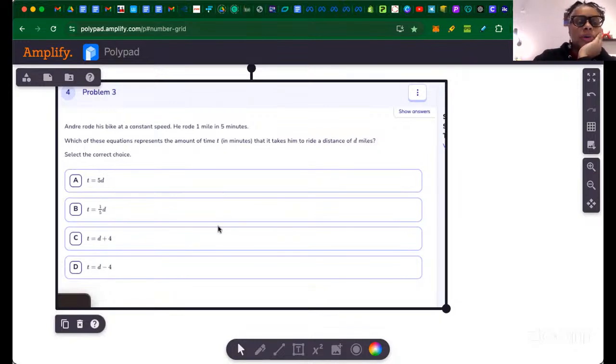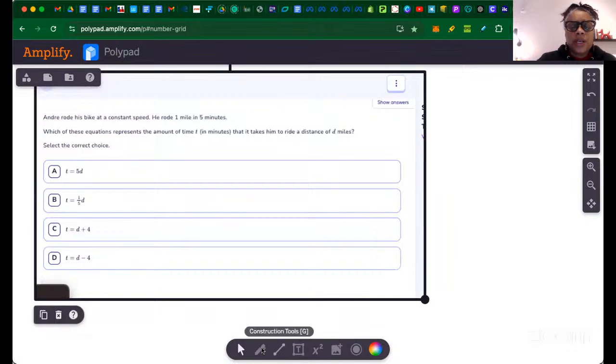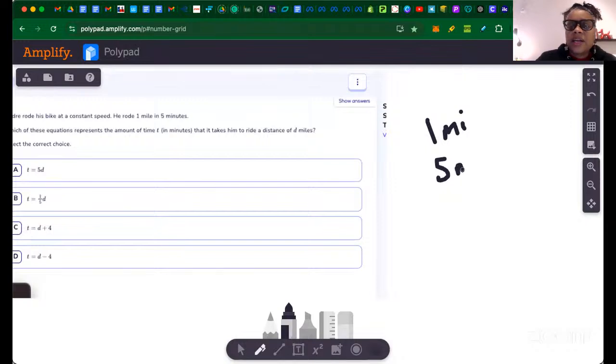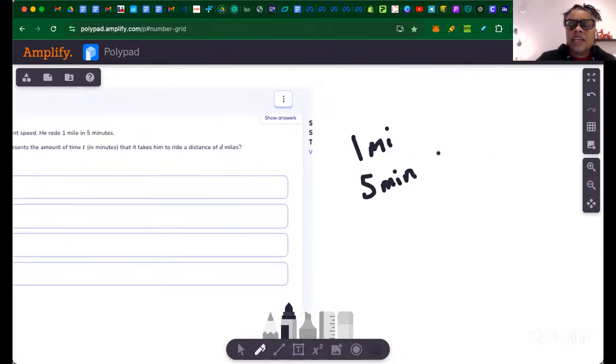So Andre rode his bike at a constant speed. That means he's riding his bike and he's not increasing his speed. He's not slowing down. It's just staying constant. Okay. He went 1 mile in 5 minutes. Let me ask you this, King. How many miles will he go in 10 minutes? How many will he go in 10 minutes?